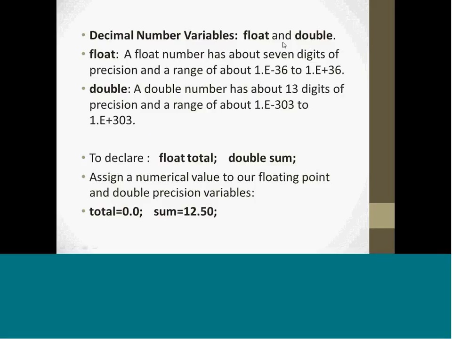Float and double are both decimal numbers. A float number has about 7 digits of precision, and the range is about 10 to the power of minus 36 to 10 to the power of positive 36. A double has about 13 digits of precision, and it's from 10 to the power of minus 303 to positive 303. To declare the variable, you use the keyword followed by the name of the variable. And if you want to store a numerical value, you use the following statement.